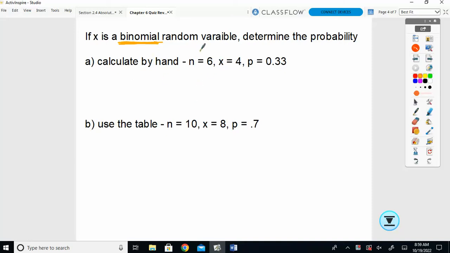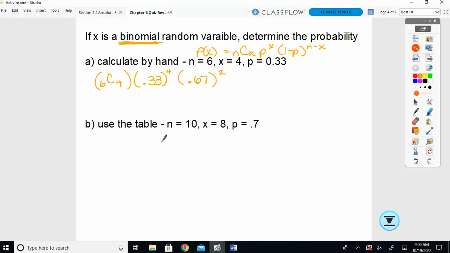So the formula that we are given on our formula sheet is n choose x, p to the x, 1 minus p to the n minus x. So I'm trying to calculate my n is 6, so I do 6 choose 4. P, so 0.33 to the x is 4. 1 minus p, so 1 minus 0.33, to the n minus x, so 6 minus 4 is 2.